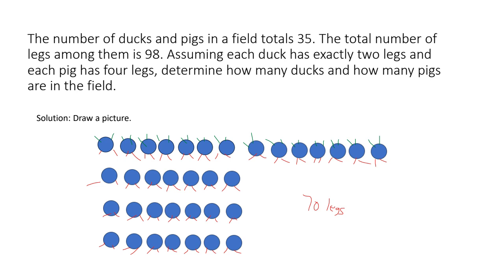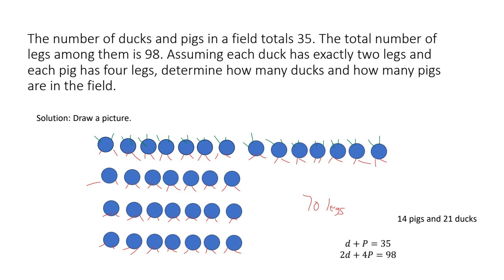So this combination, by making all of the animals on the first row 4-legged, gives me the total amount of legs, and it also gives me that these are my pigs, and everything below is going to be ducks. And so the final answer is that I have 14 pigs, which is all of the circles on the first row, and then 21 ducks, which is all of the circles from the second row below.